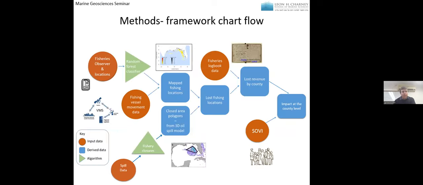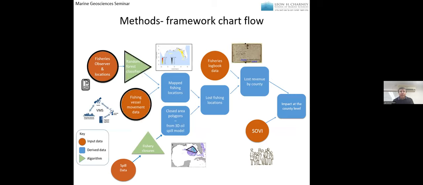Specifically, we used the fisheries observer and locations data, and using a random forest classifier together with the fishing vessel movement data, we could determine when the vessels were fishing using the VMS data. And based on that, we could map the fishing locations. And these fishing locations are associated to each county in the Gulf of Mexico. So we knew from which county the fishers went out. And I will later show how we calculated the impact, the revenue lost based on the county.